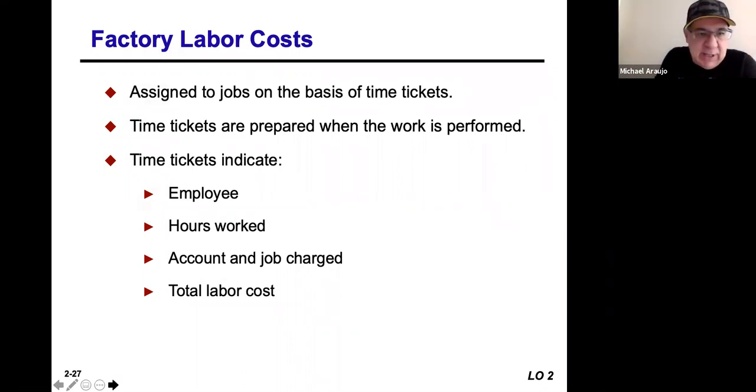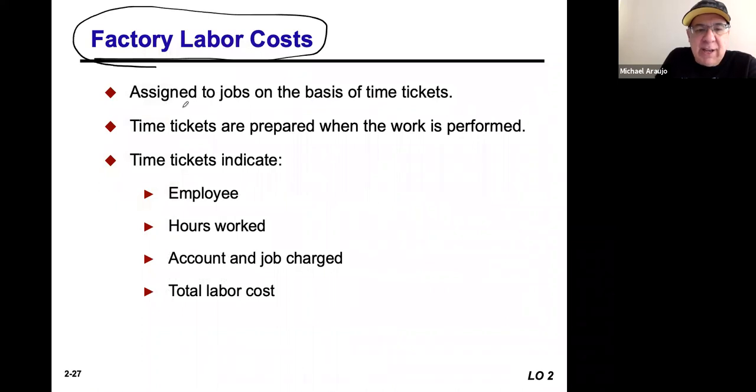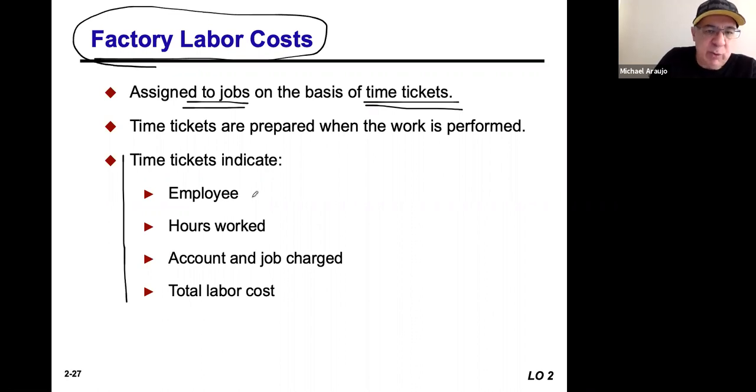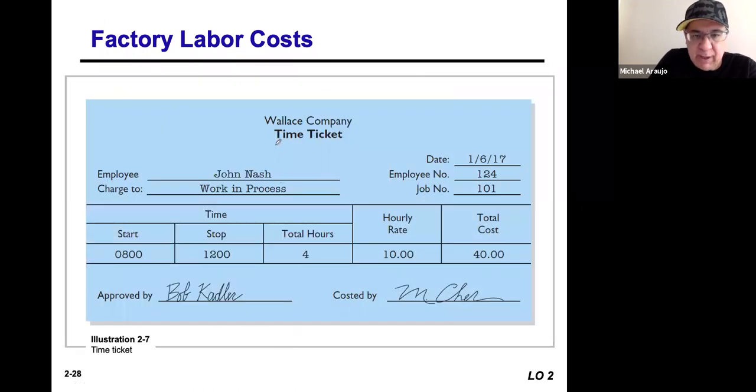And this particular learning objective ends with allocating factory labor costs, okay? Again, we assign them to specific jobs. How do we know what to assign to a specific job? Well, it's because the labor gives us time tickets, okay? Time tickets are prepared to show the work that was performed. And time tickets include the name of the employee or employees working on that job, the amount of hours worked, the account and job that has been charged, and the total cost. And you'll see what this looks like on a time ticket right here.